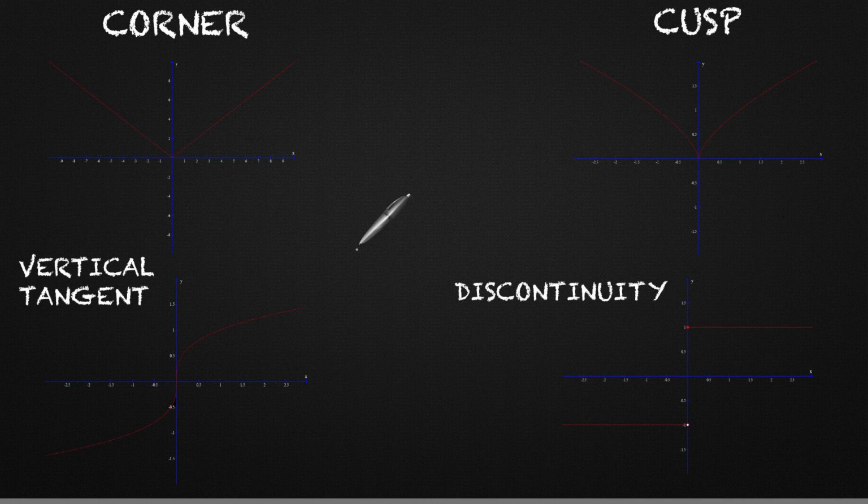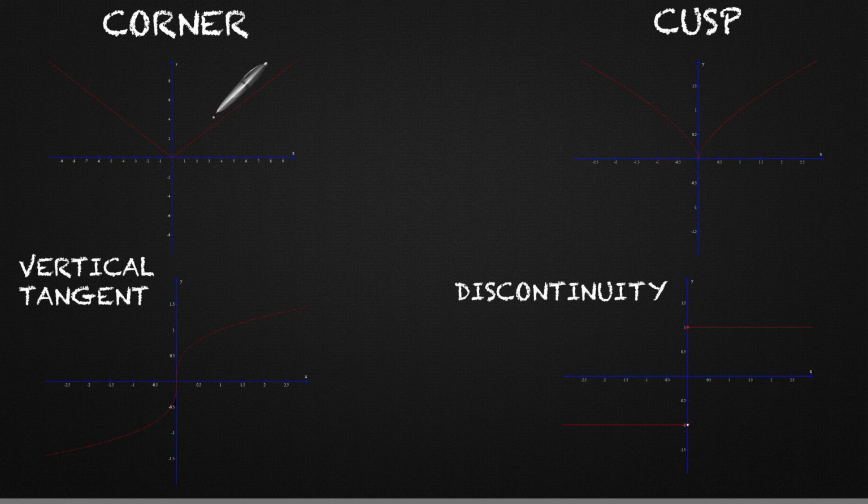Okay, today we're going to be talking about how to determine whether a function is differentiable, or in other words, can you find the derivative, or in other words, can you determine the slope of the function at a specific point?